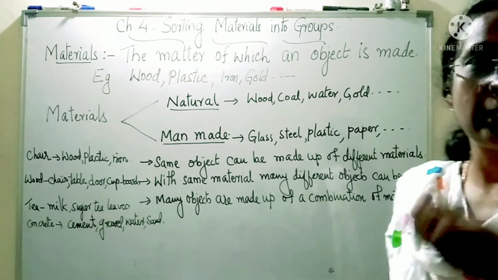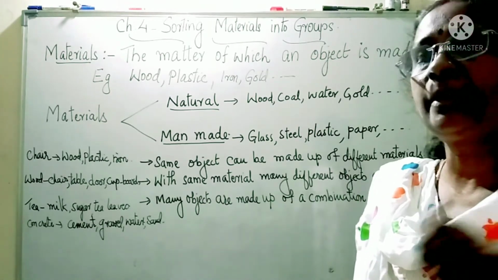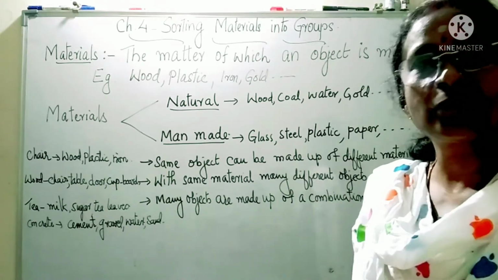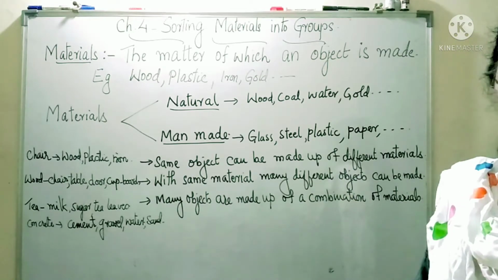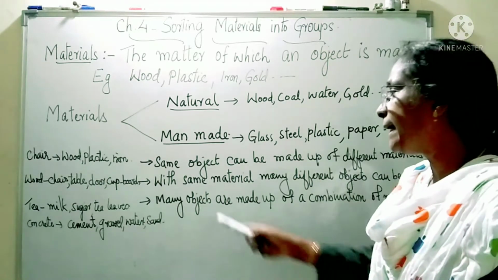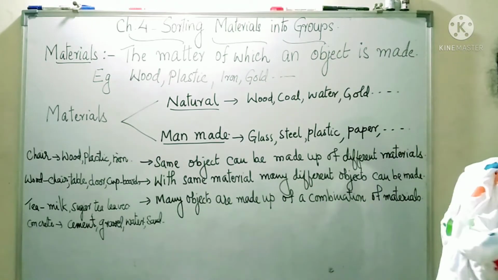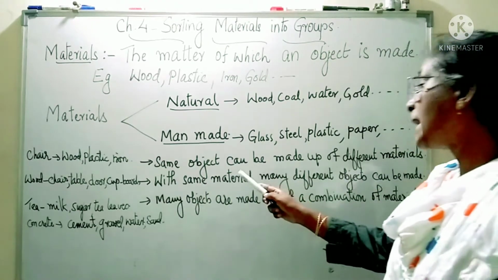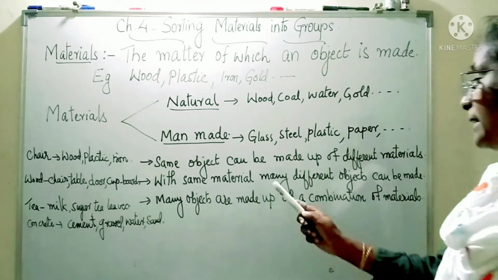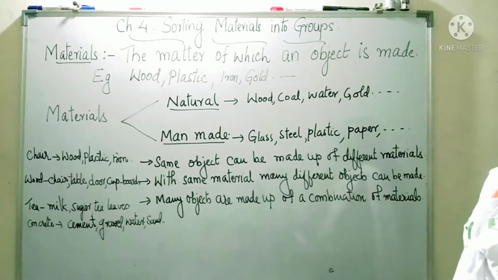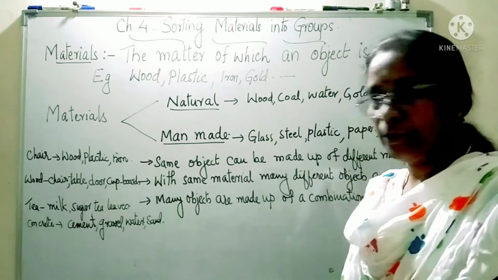So sometimes an object will be made up of so many things. Okay, when vegetable is made at home, it is an object. They keep vegetable, they keep oil, they keep all spices, so many things are added. Okay, so three things that we learned about materials are that some same objects can be made up of different materials, and with same material we can make different objects, and then many objects are made up of a combination of many materials.